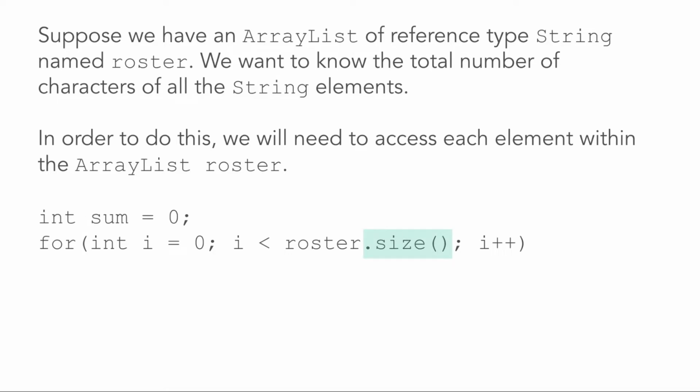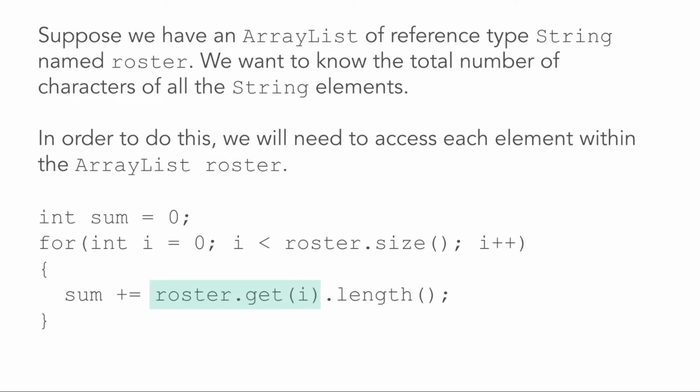Remember, the boundary of an array list is .size parentheses. We need to access each element within the array list roster, count the number of characters it has, and add that to be stored in the variable sum. roster.get(i) is the code that accesses one element inside the array list roster. .length returns the number of characters of that element. Once finished, we can display the results.